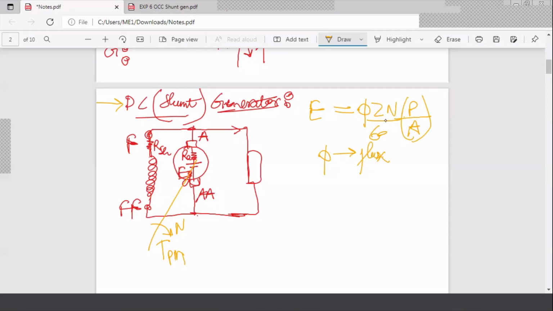What is Z? Or let's see the terms which we know. N is basically the speed of rotation in RPM, revolutions per minute. Okay. And what is Z here? Z is the number of conductors.